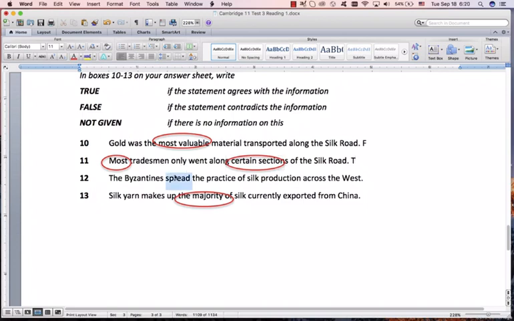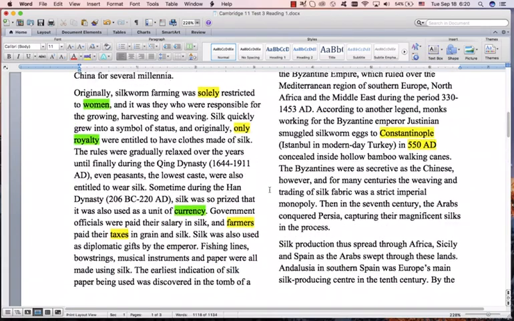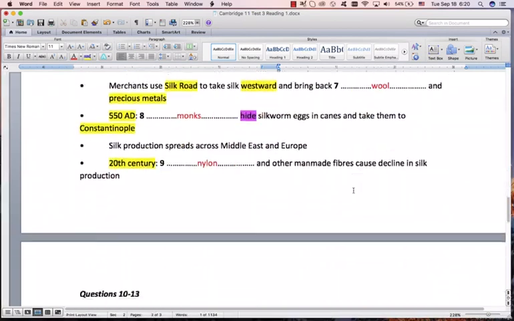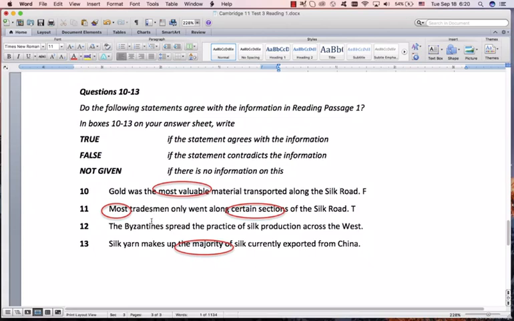Right, did the Byzantines spread the practice? This one was a difficult one, probably the most difficult one in this whole reading. What do they say about the Byzantines? And it's this sentence over here. The Byzantines were secretive. That means they didn't share their technology, their secrets. Then the Arabs came, and the Arabs took it all to the west. But the Byzantines were secret. That means that they kept their knowledge. They did not spread this knowledge across the West. It was the Arabs that spread the knowledge across the West.